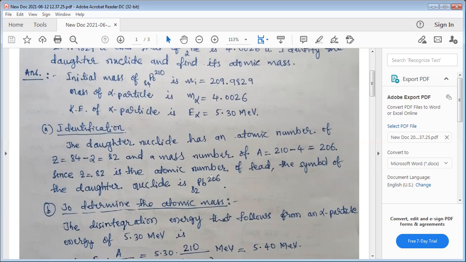It's very simple because when an alpha particle is emitted by a parent nucleus, the product nucleus will have an atomic number two less than that of the parent nucleus, and a mass number 4 less than that of the parent nucleus. So based on that, it is done. Here the atomic number is 82, which corresponds to lead in the periodic table. So the product nucleus here is lead, 206, 82. 82 is the atomic number, 206 is the mass number.